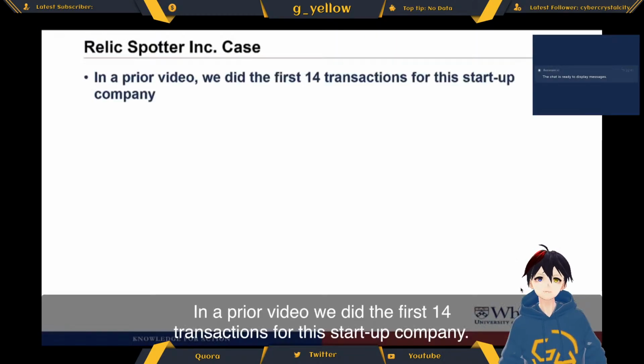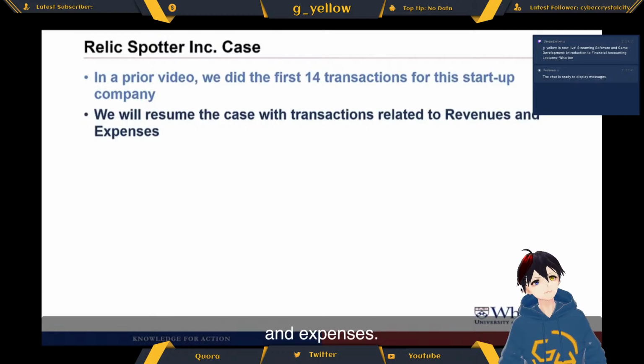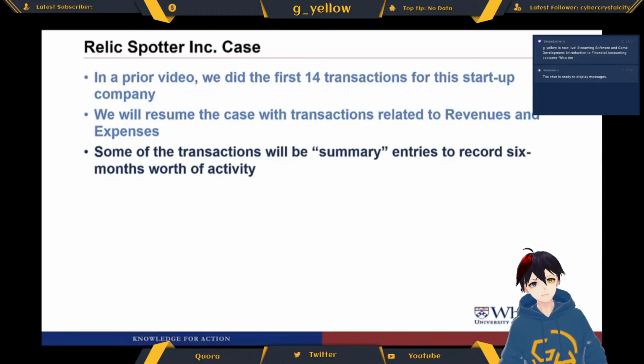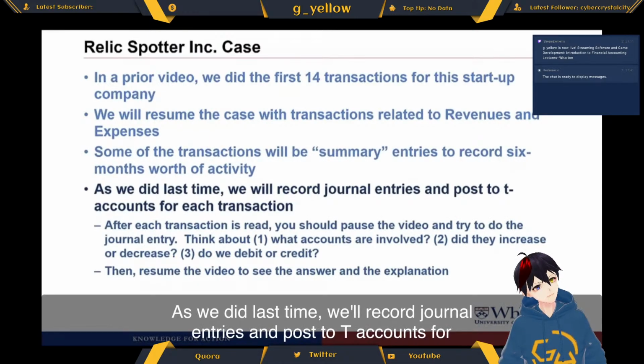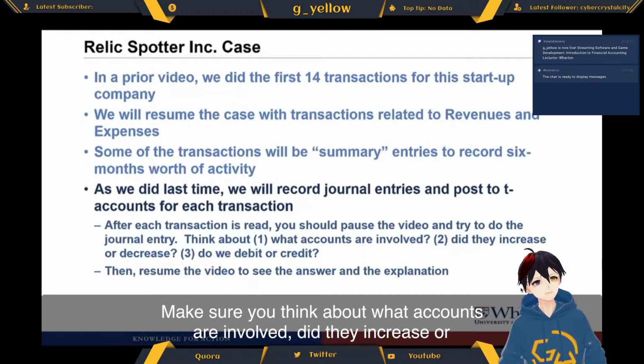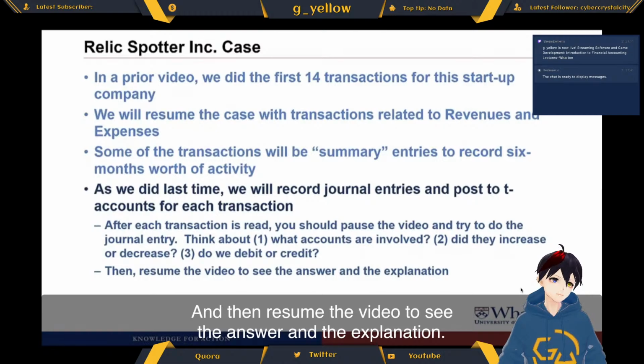In a prior video, we did the first 14 transactions for this startup company. Now we'll resume the case with transactions related to revenues and expenses. Some of the transactions will be summary entries to record 6 months worth of activity in one journal entry. As we did last time, we'll record journal entries and post to T accounts for each transaction. After the transaction, you should pause the video and try to do the journal entry. Make sure you think about what accounts are involved, did they increase or decrease, do we debit or credit, and then resume the video to see the answer and the explanation.